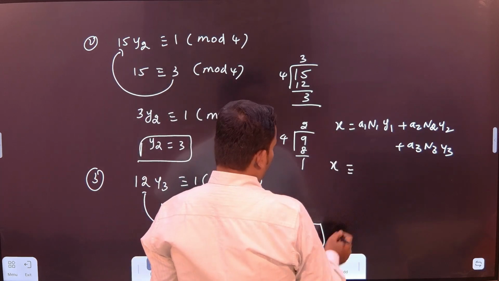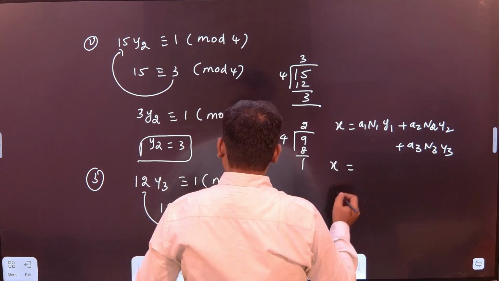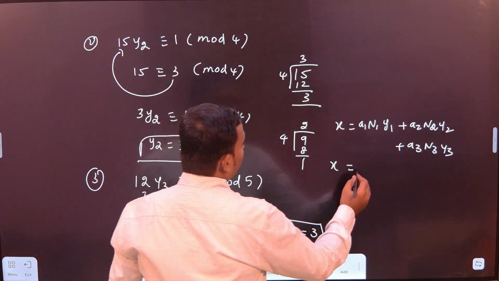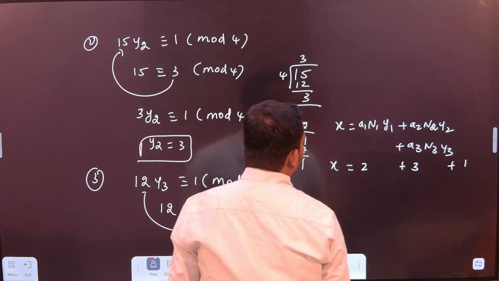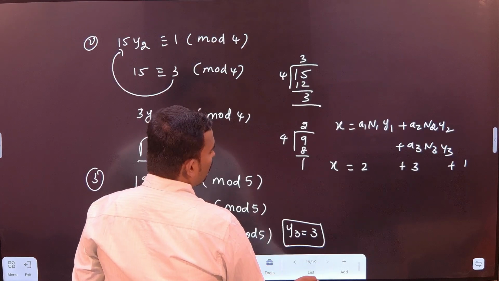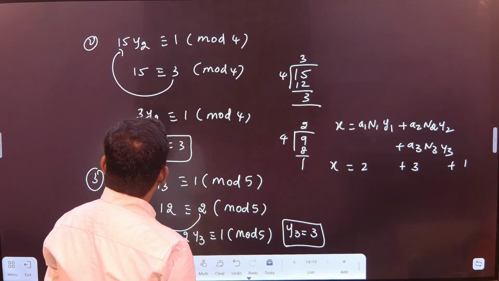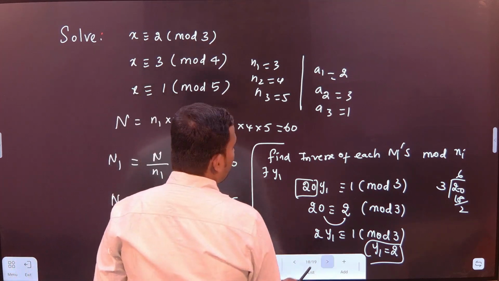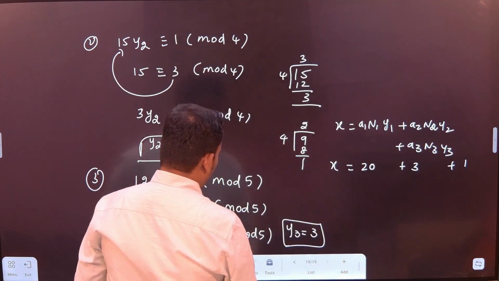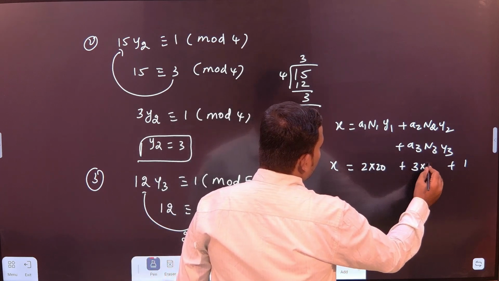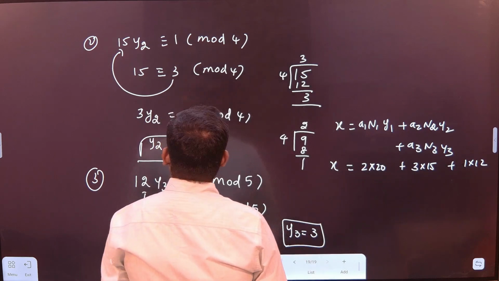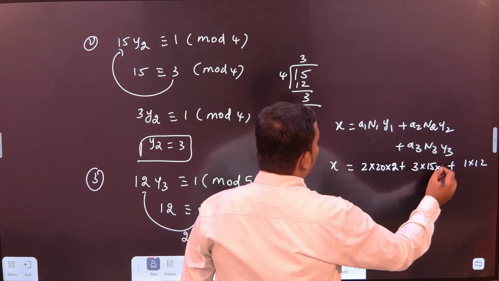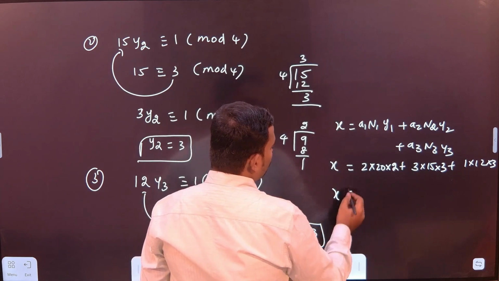Okay, so x is equal to, how to write? A1 here you can see is 2, 3, 1. Let us take 2, here is 3, here is 1. N1 is 3, 4, 5. N1 is not required, no? N1 here is capital N1 only, right? What is capital N1? 20, 15, 12. What is y1 here? The first one, y1 is 2. So 2, here y2 is 3, here also 3. So x is equal to, how to write?